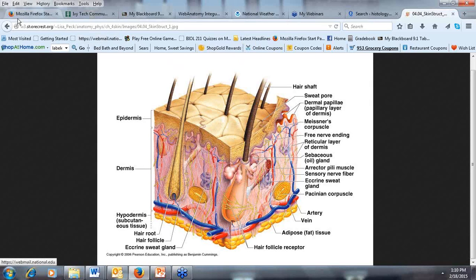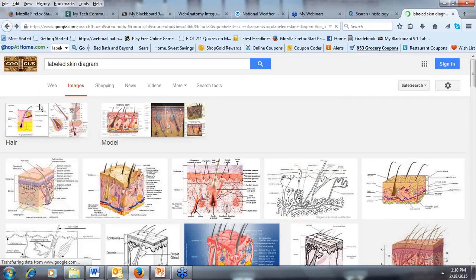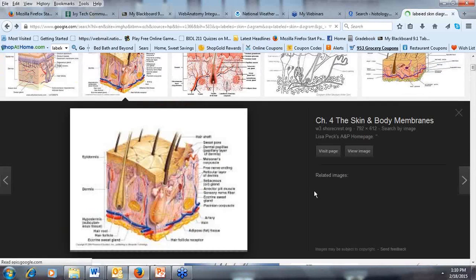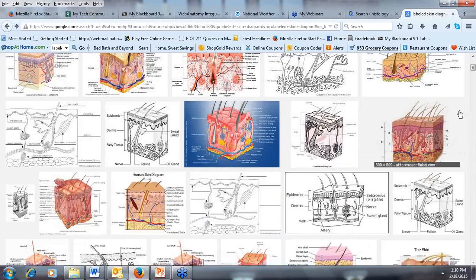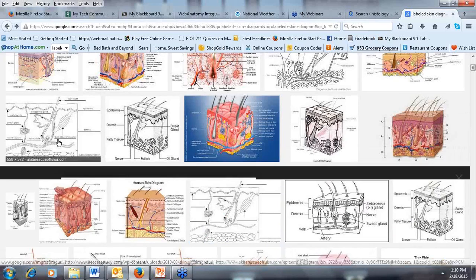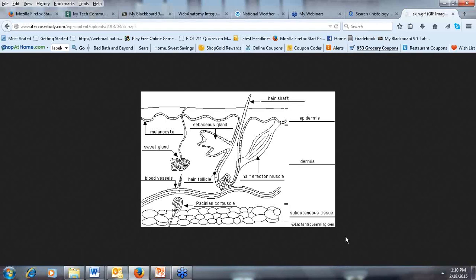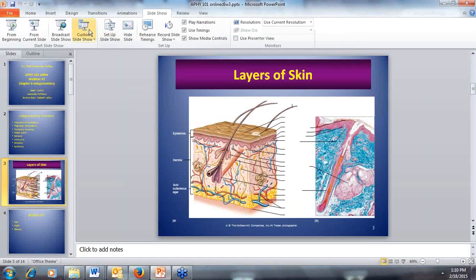So don't forget to go back to Google Images. You can even find some that will let you label them, and you can check them later. But I'd be willing to bet some of these will show up when you get ready to take a test. So here's one in black and white that's got some labeling with that. It also talks about melanocytes for pigmentation on that one. Okay, so let's go back to our slide.